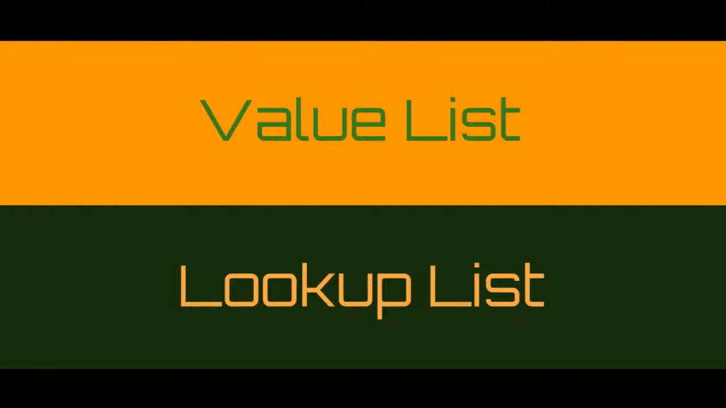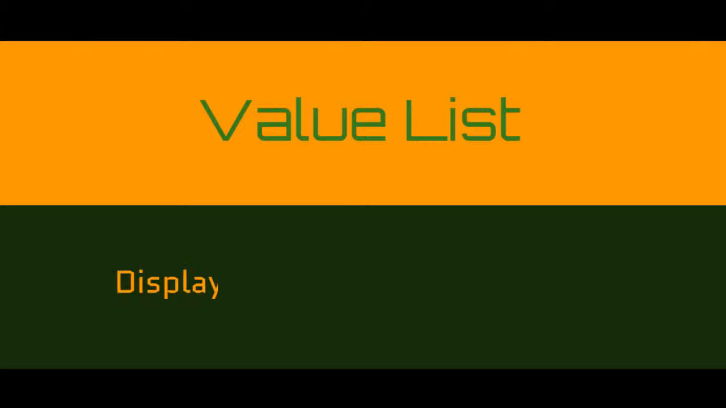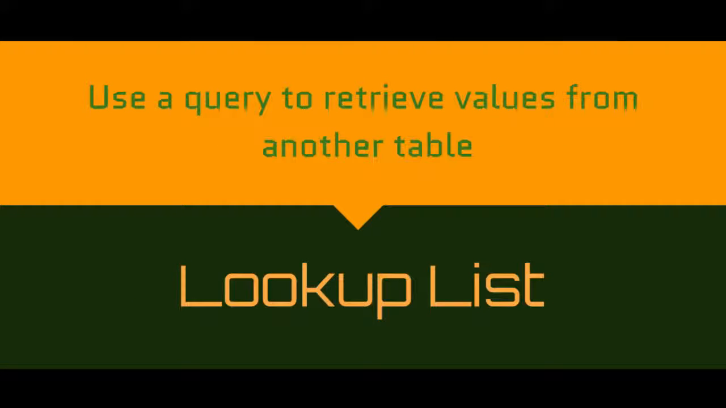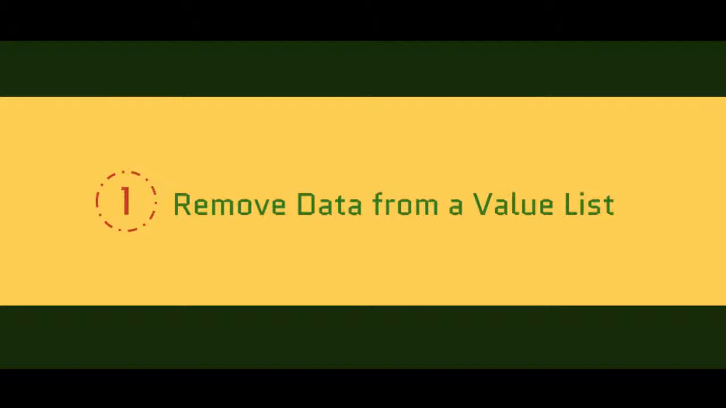You can delete data from two types of lists, value lists and lookup lists. Value lists display a set of predefined values, values that you or the database designer enter manually. In contrast, lookup lists use a query to retrieve values from another table or another query, and those returned values then populate the list.